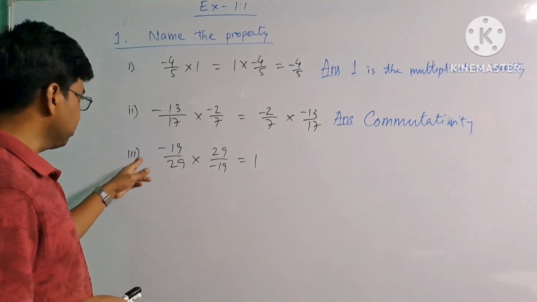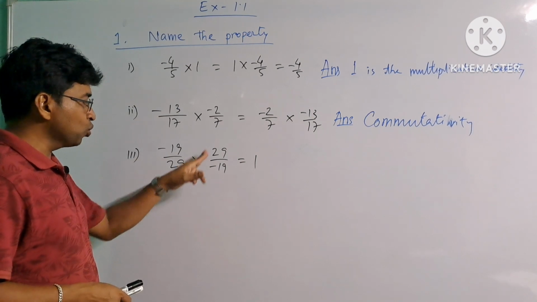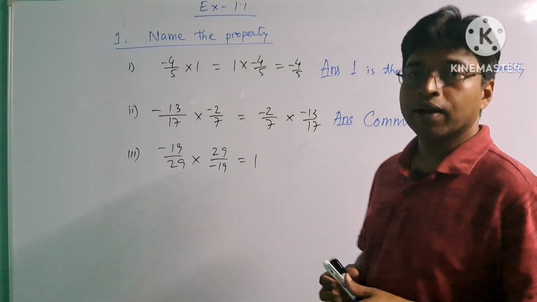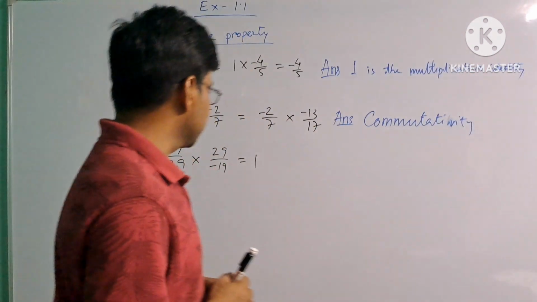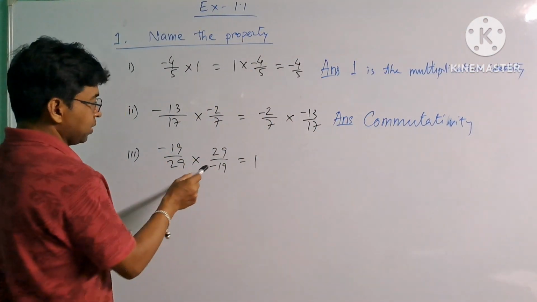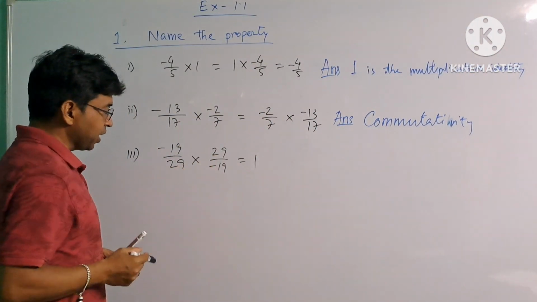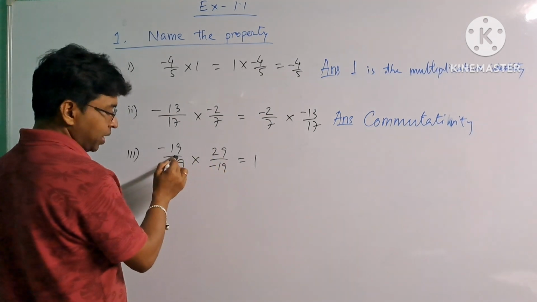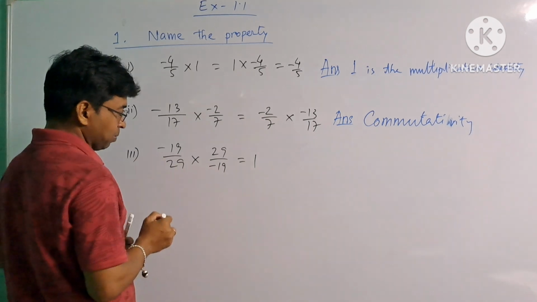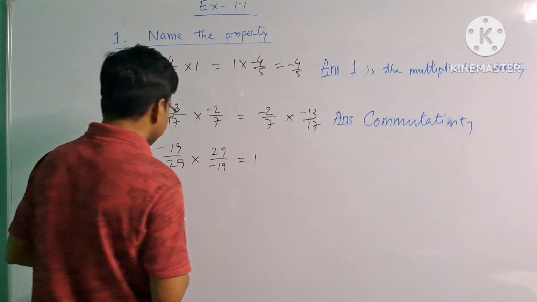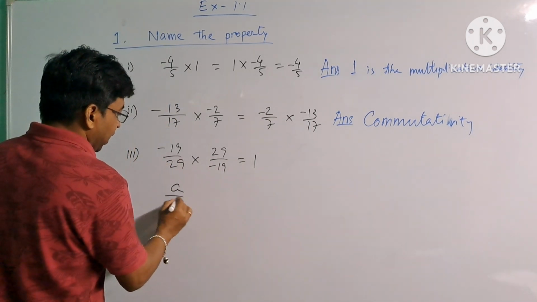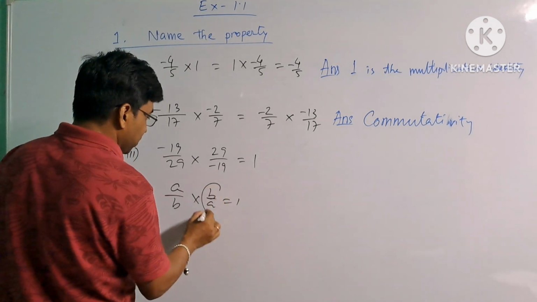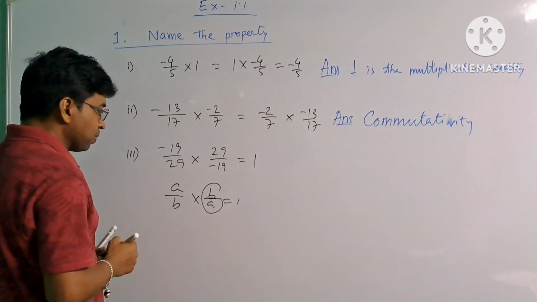In the third question, minus 19 by 29 into 29 by minus 19 equal 1. We have already learned in multiplicative inverse, if we multiply a number with its reciprocal, we will get 1. A by B into B by A equal 1. Here B by A is the reciprocal of A by B.